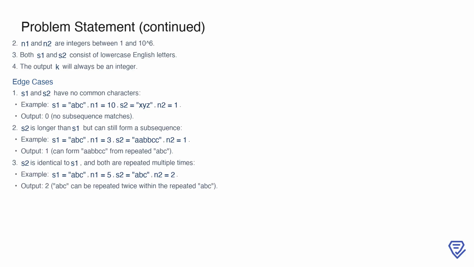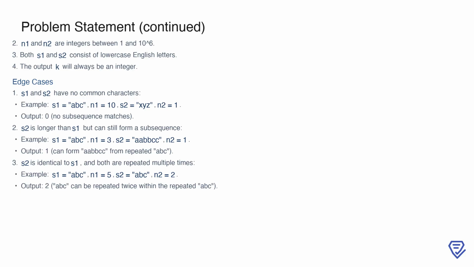The problem comes with several constraints and edge cases to consider. For example, the length of both S1 and S2 is between 1 and 100, while N1 and N2 can be as large as 1 million. Both strings consist only of lowercase English letters. Additionally, the output k will always be an integer.